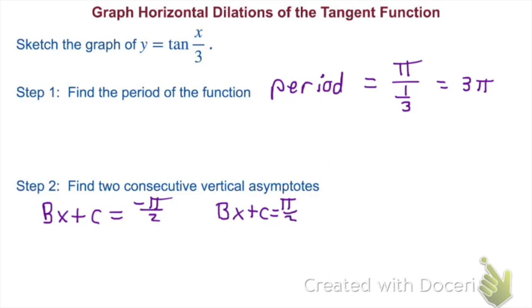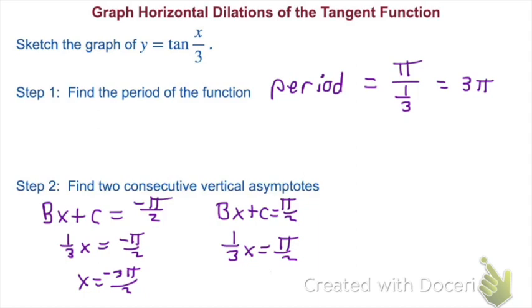And we take bx plus c and set it equal to our normal asymptotes with a non-transformed tangent function. Well, in this case, our c is 0 and our b is 1/3. So we have 1/3 x equals negative pi halves. And when you get this, you get x is negative 3 pi halves. Do the same thing on the other one. We get 1/3 x equals pi halves. Multiply both sides by 3, and you get x equals 3 pi halves.